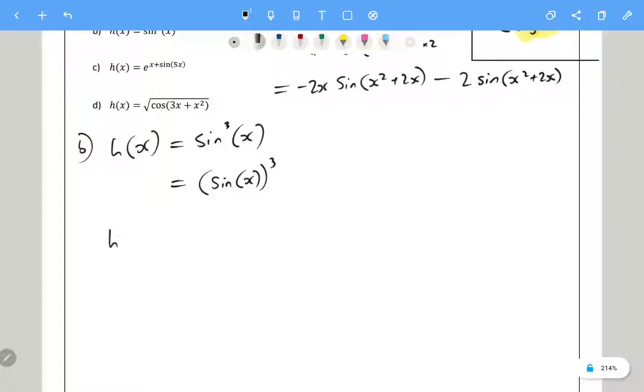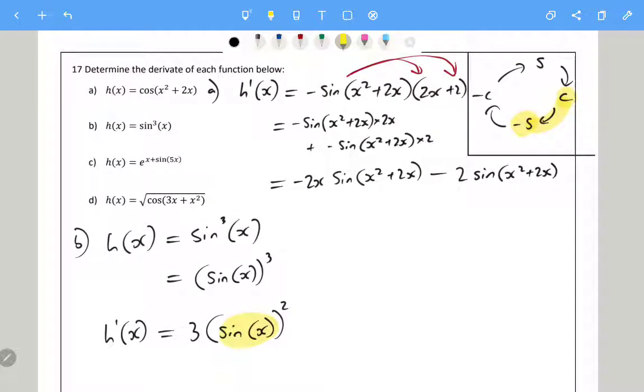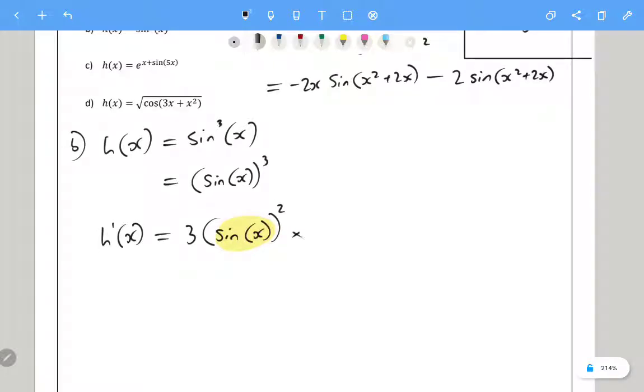Alrighty, so let's do h dash. So h dash of x is going to be equal to 3 sine of x to the power of 2. But by the chain rule, we multiply by the derivative. What's the derivative of sine? Ooh, back up to the top to my little loop. Sine goes to cos. Since sine goes to cos, we're going to multiply by cos of x.